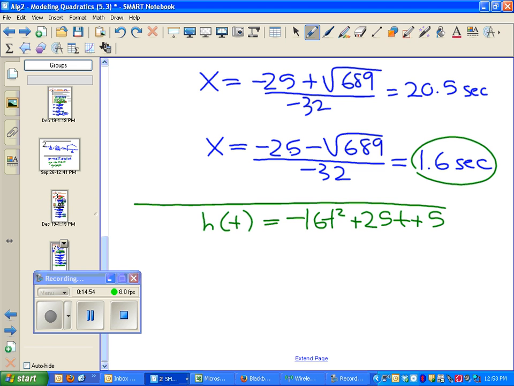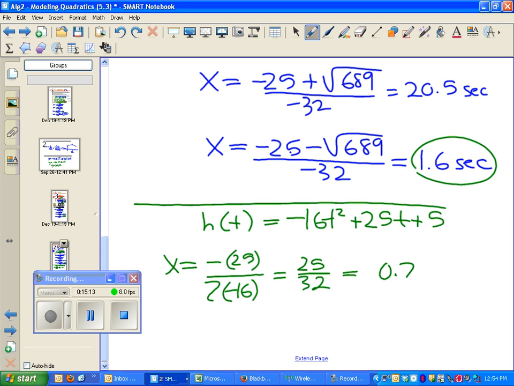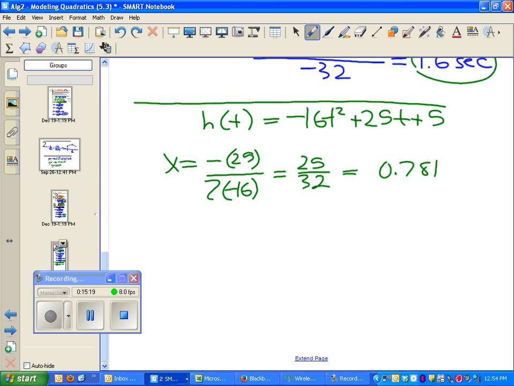And then to find the line of symmetry, we're going to have negative b over 2a. So we have 25 and negative 16. And then that's 25 over 32. So in decimal form, that's approximately 0.781. All right, so that's the line of symmetry. And then I'm going to take that and plug it into the original function.